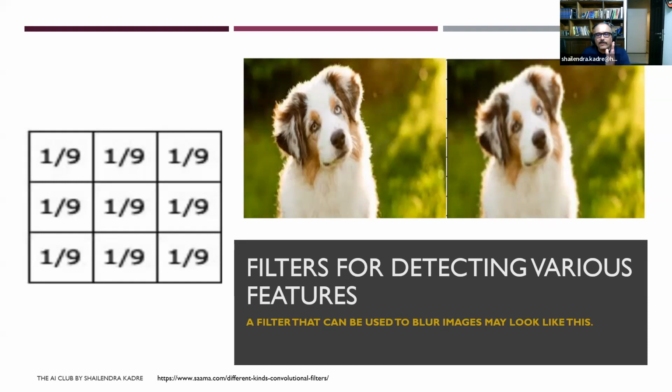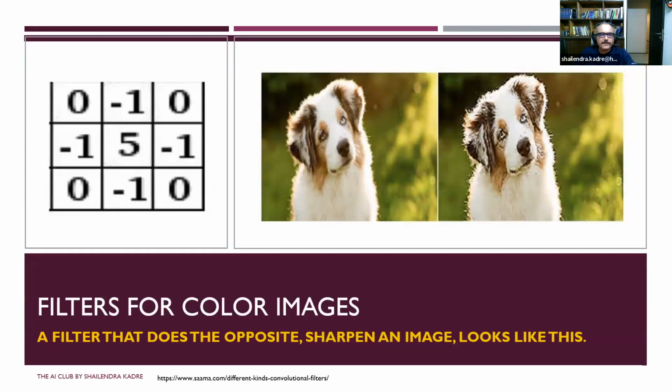Blurring means you are removing some details. You are reducing the memory usage, right? So that is blurring. For blurring, you will use a similar filter.